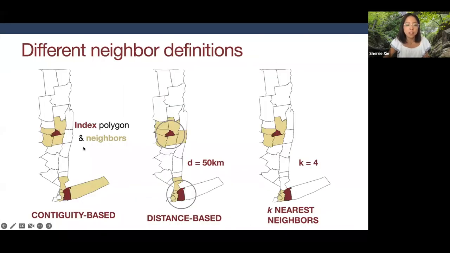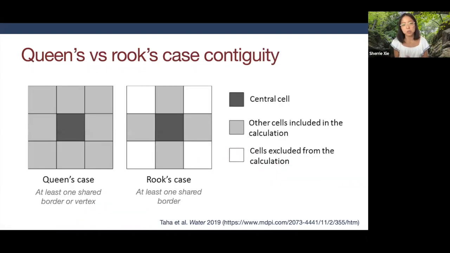And then when we talk about the contiguity-based definition, we can classify that further into a Queen's case contiguity, where you can share a border, or it's sufficient to even just share a vertex or a point of contact, versus a Rook's case where you want to share at least a whole border. So this is a more stringent definition of a contiguity-based neighbor. And this is the more lax version of the contiguity-based definition.